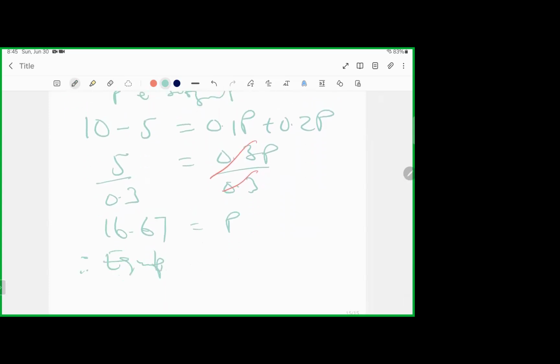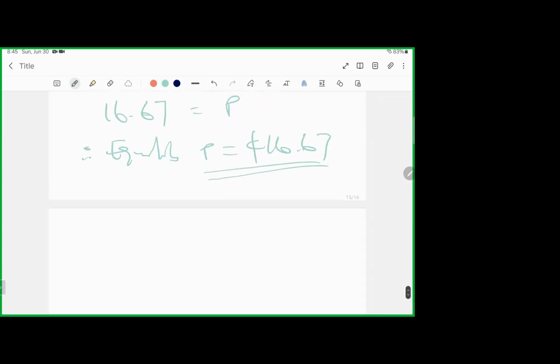which means that our equilibrium price will be 16.67 cedis. So what will be the equilibrium quantity?